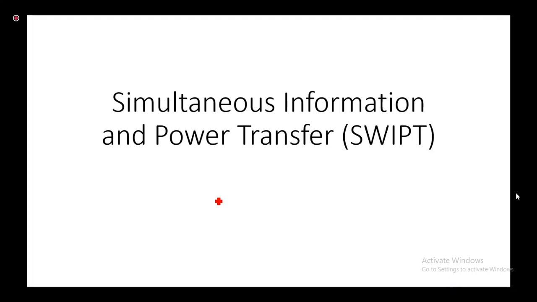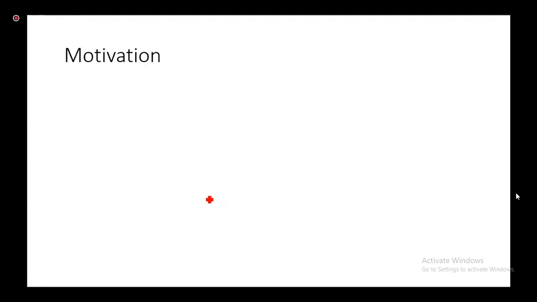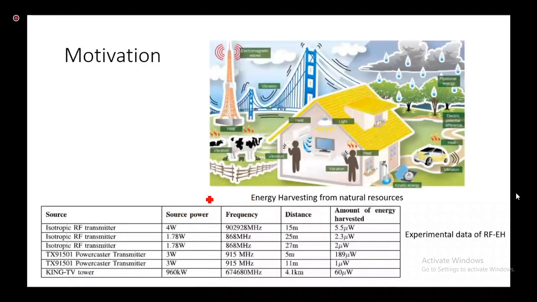Okay. So we have one last topic, that is the simultaneous information and power transfer, SWIPT. So this is another 6G or 7G technology.